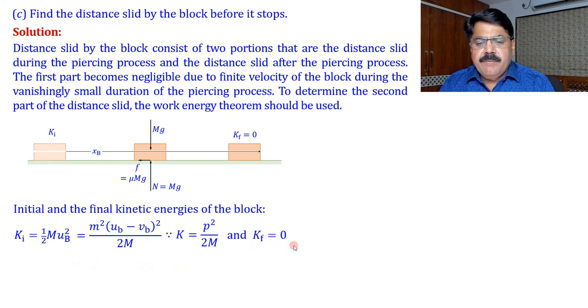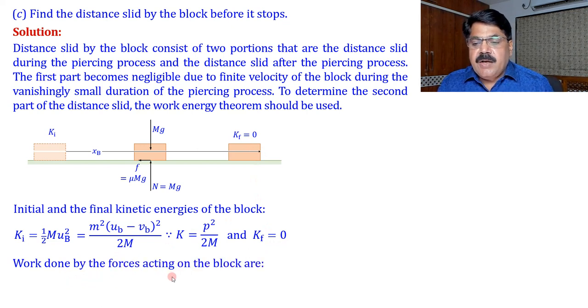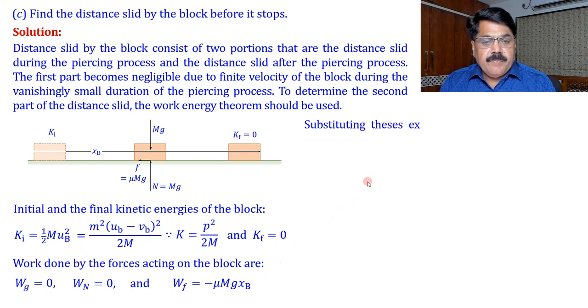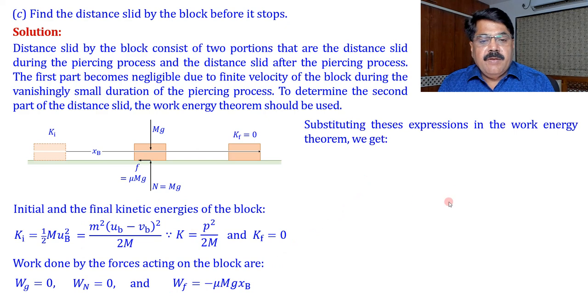What is K final? 0, and that we know. Work done by the forces acting on the block: work done by gravity is 0, work done by normal reaction is 0, and work done by friction is minus mu capital M g into the distance xb. Now we substitute all these things into the work energy theorem.